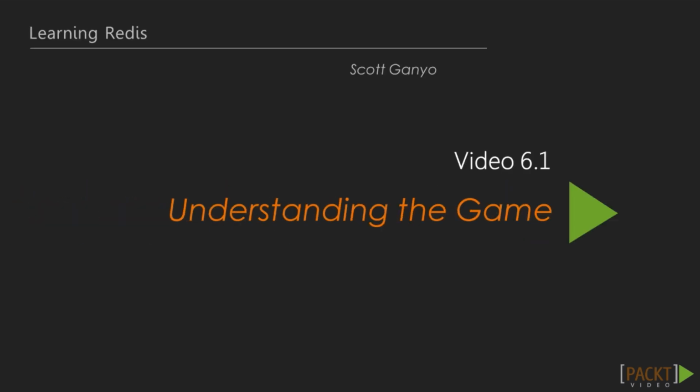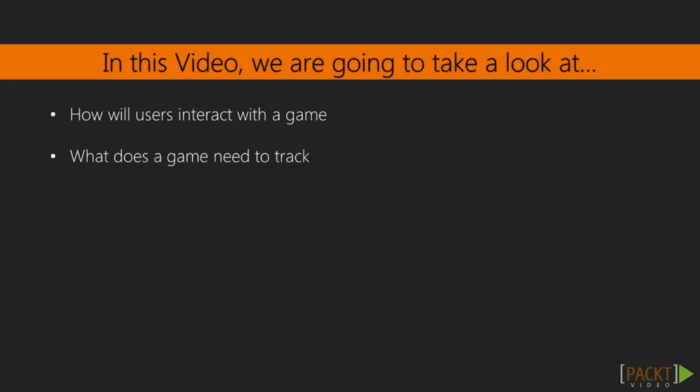Video 6.1, Understanding the Game. In this video, we'll need to dig into how users will interact with the game so we can understand the data access patterns. We'll also need to figure out what we actually need to track in the database as we move through the game. We'll need to gather all this information in order to create a usable design that works with Redis.